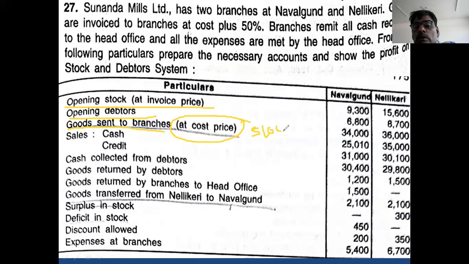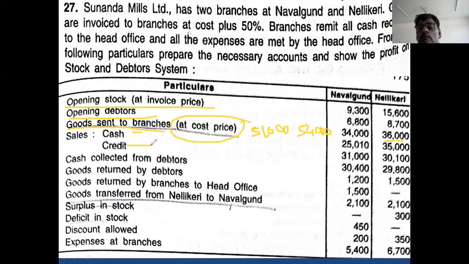51,000. 51,000 is the invoice price of first column. And second column 36,000. 50% of 36,000 is 18,000. If you add 18,000, its answer is 54,000. 54,000 is the invoice price. Remember this. So 51,000 and 54,000 you record in the branch stock account debit side. Not 34,000, 36,000. Cash sale, branch stock account credit side.